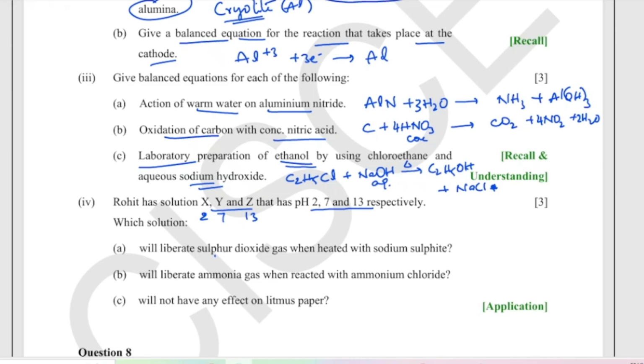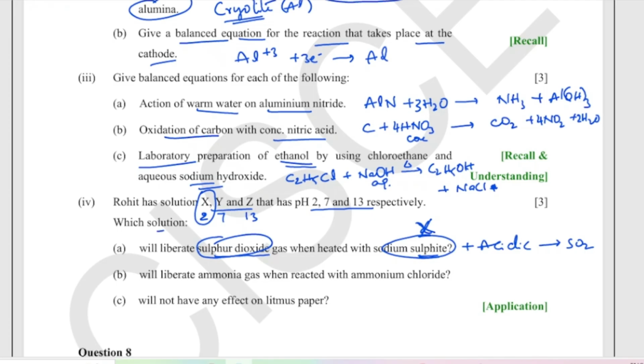Which solution liberates sulfur dioxide gas when heated with sulfite? So sulfite is giving sulfur dioxide by reacting with any one of these three. Usually sulfites will react with acids or acidic substances to give sulfur dioxide. So we need to find out which is the acidic substance here. X has pH value 2, so that must be acidic, because pH 7 is neutral, pH 13 is base.